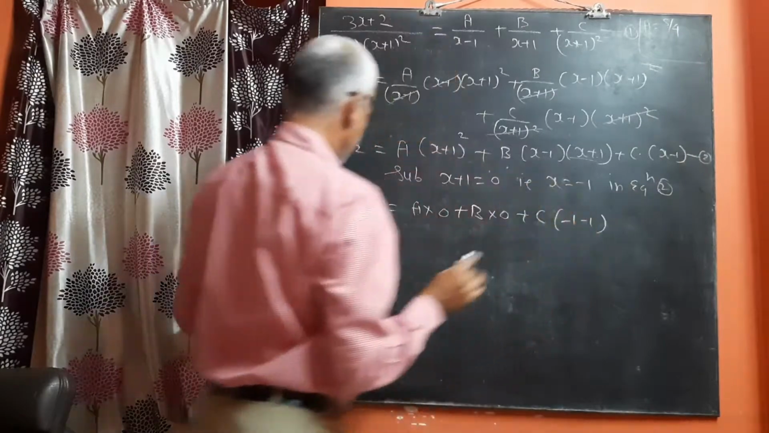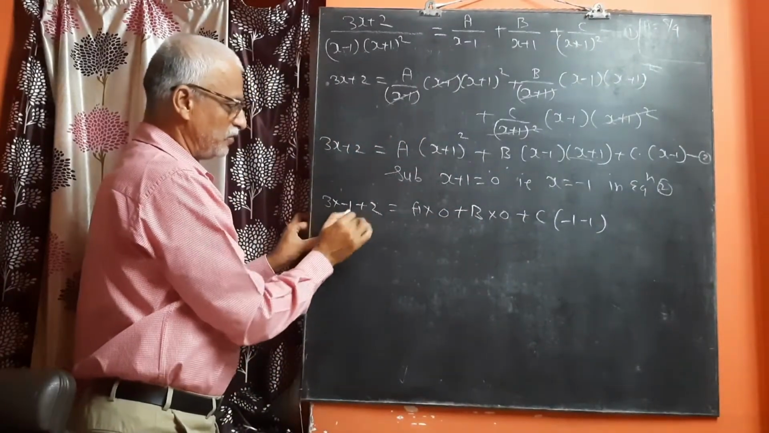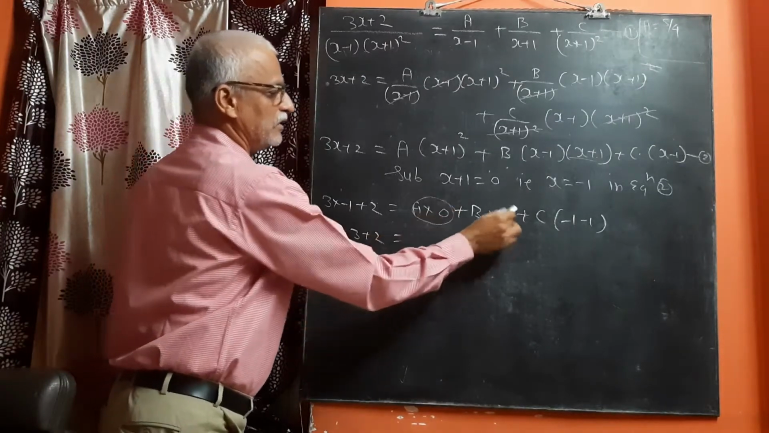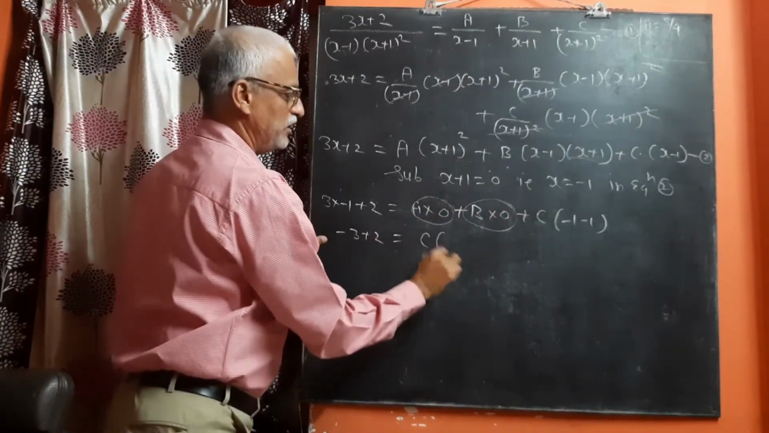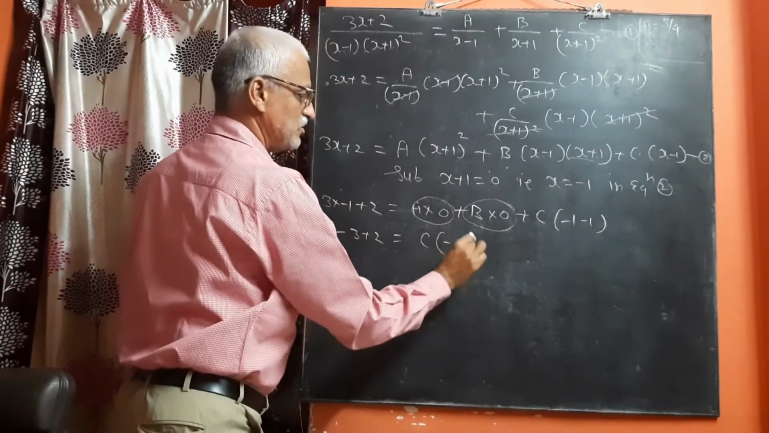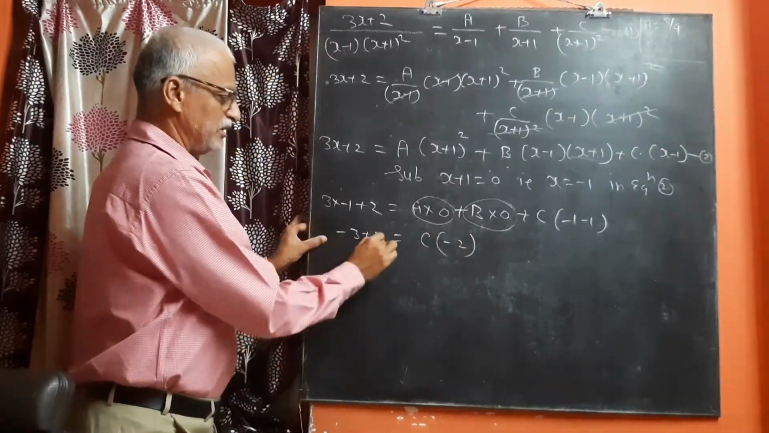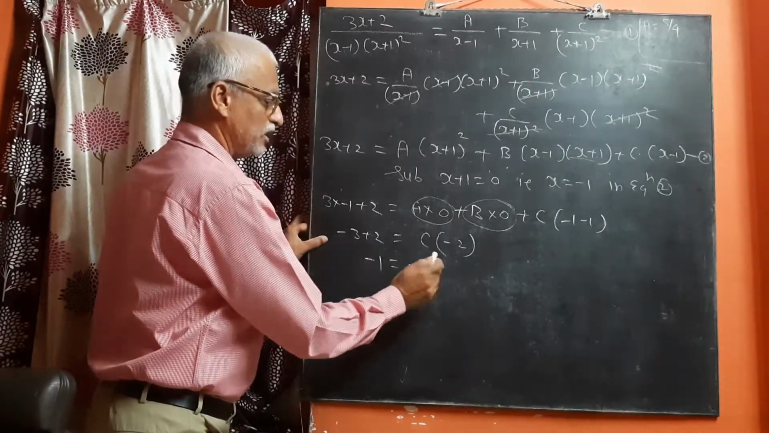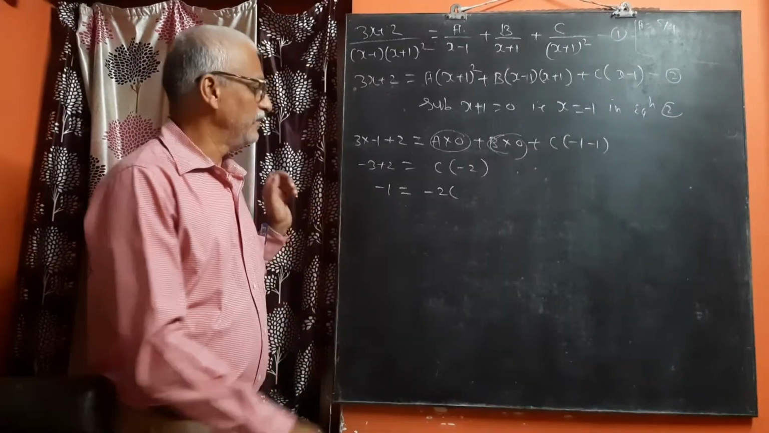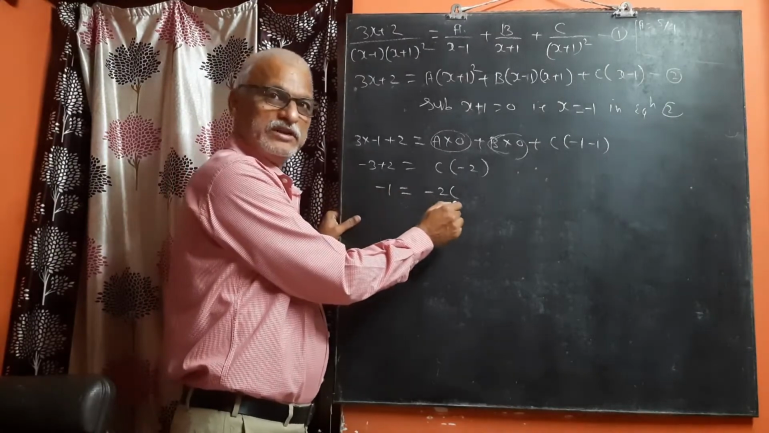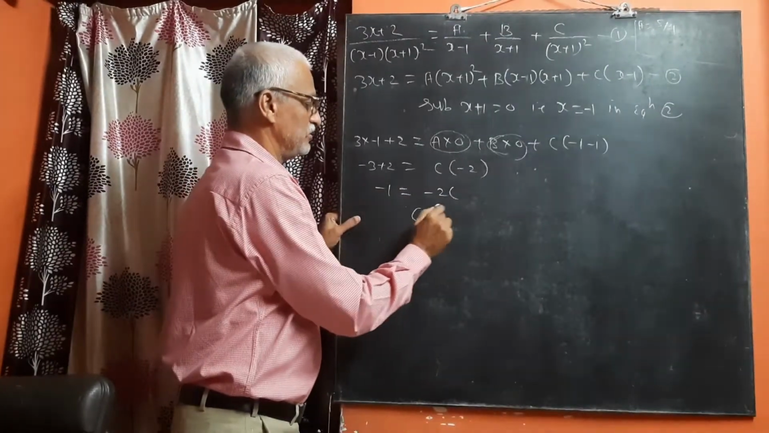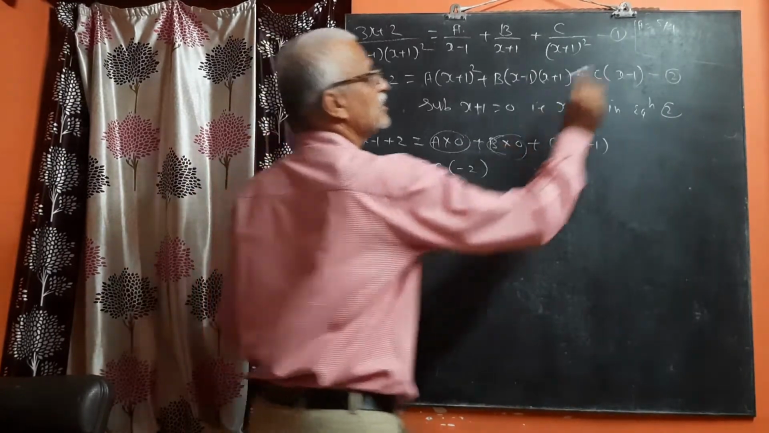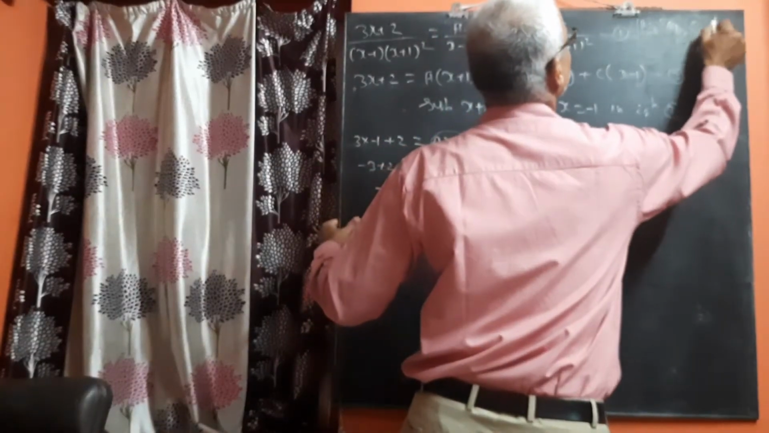Now let us simplify it. 3 into minus 1 is minus 3, plus 2, equals 0, this also equals 0, plus c into (minus 1 minus 1), that is minus 2. Minus 3 plus 2, that is minus 1, equals minus 2c. Minus 1 equals minus 2c, and therefore the value of c equals minus 1 upon minus 2. Minus minus gets cancelled and that equals 1 by 2. So we have got c equals 1 upon 2.